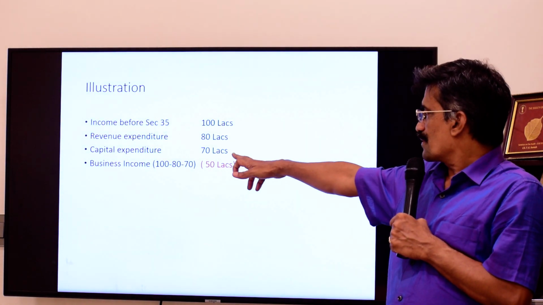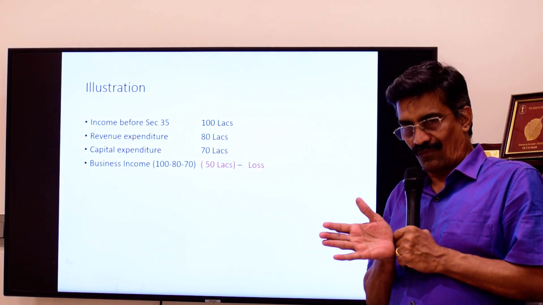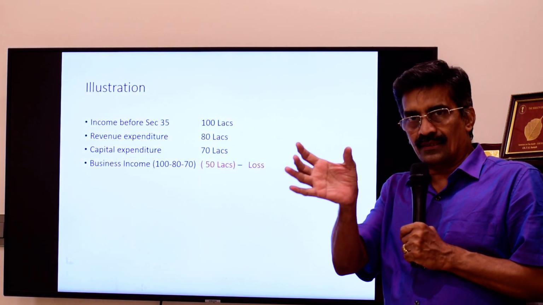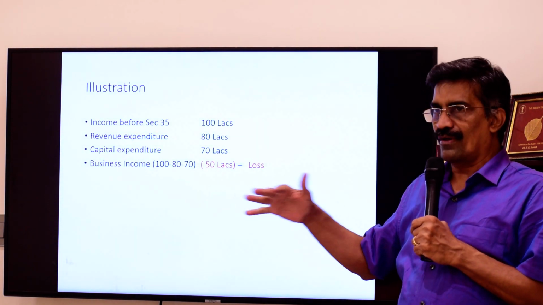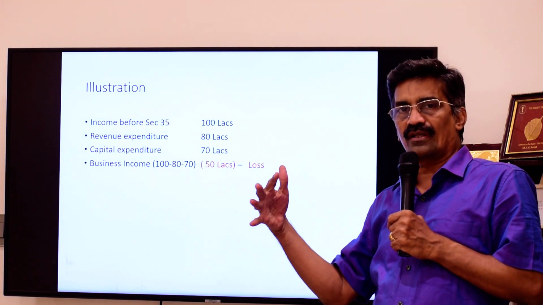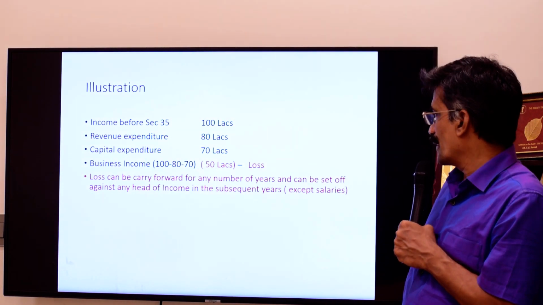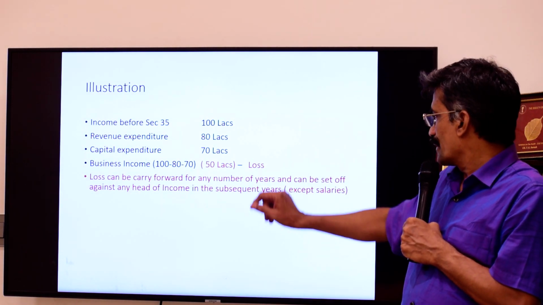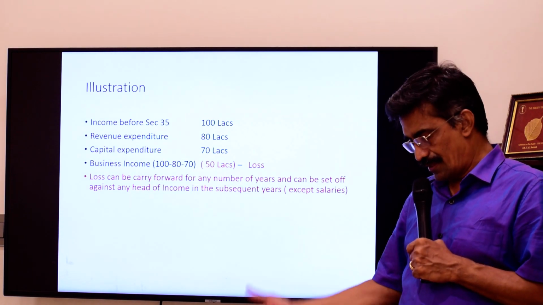But look at my capital expenditure, it is 70 lakhs. So therefore what the government says, any loss up to 70, we will treat it as an unabsorbed capital expenditure on scientific research. This you can carry forward for any number of years without any time restriction, and you can set off against any head of income except salaries. So that is the impact of section 35(4) which I have highlighted here. You can carry forward for any number of years, set off against any head of income.